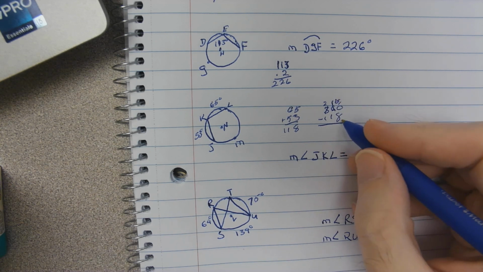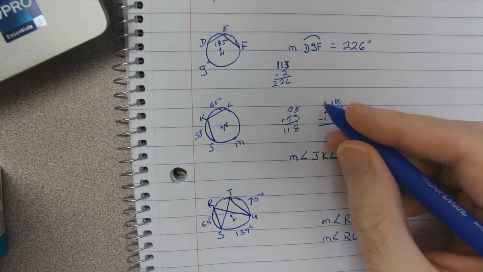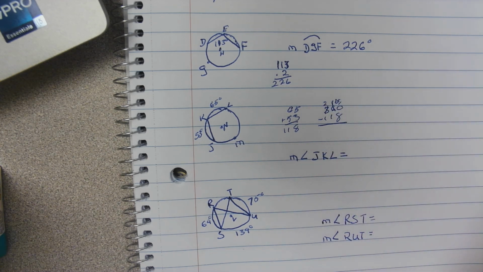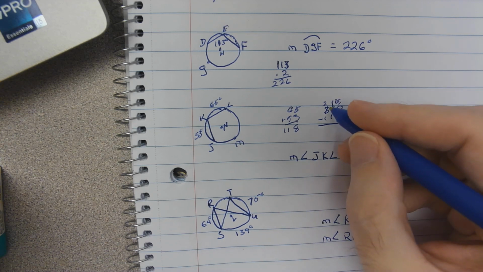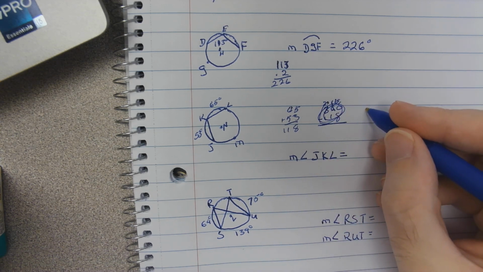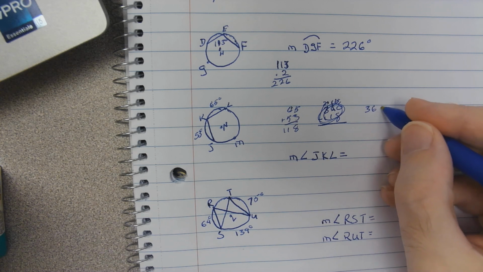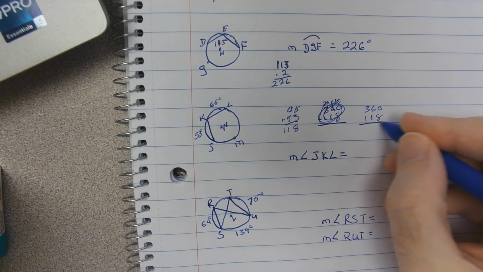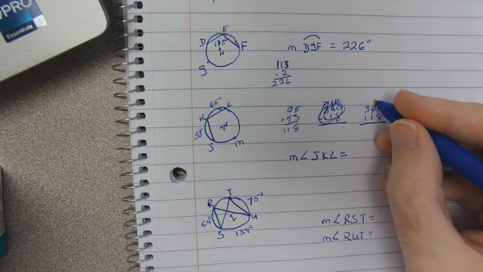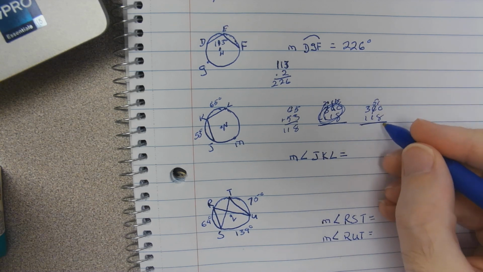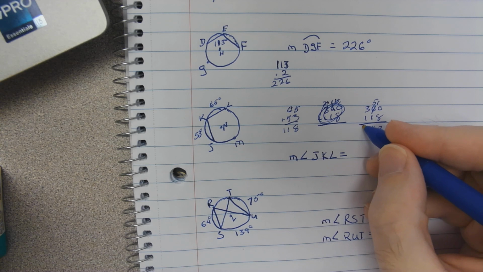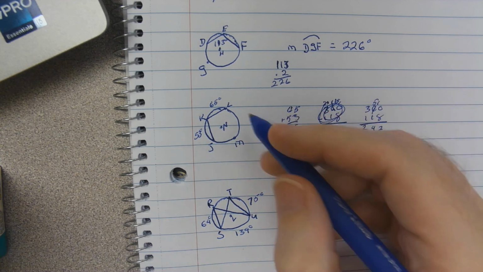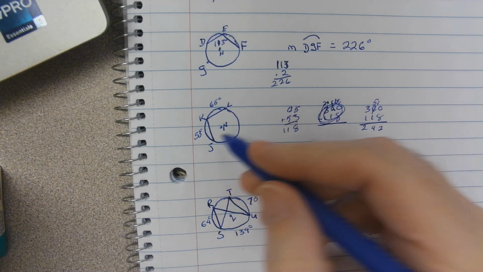I don't know why I borrowed from all the way over there. That wasn't necessary. So I'm just going to start all over because that just threw me off. So 360 minus 118. Yeah, math teacher having trouble with math. So 2, 4, 2. So that means this arc is 242 degrees.